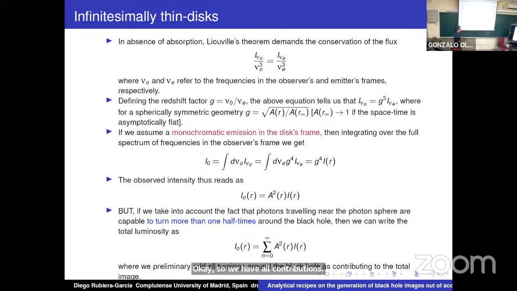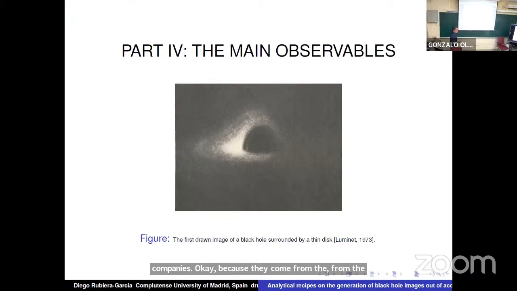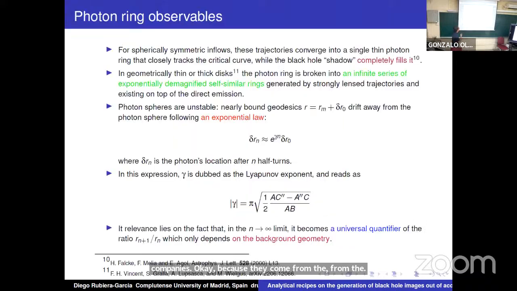Because otherwise, with this formula, I'm only taking into account the contributions coming from the front of the disk. This is what we call the direct emission, the emission that goes directly from the disk to us, while every other trajectory is called a photon ring, because they come from the back or from the front after several turns. And now this is going to correlate with observables, which is what I'm going to describe now.